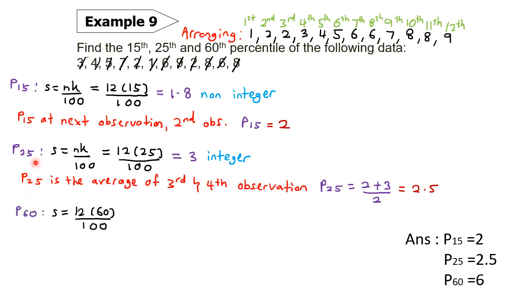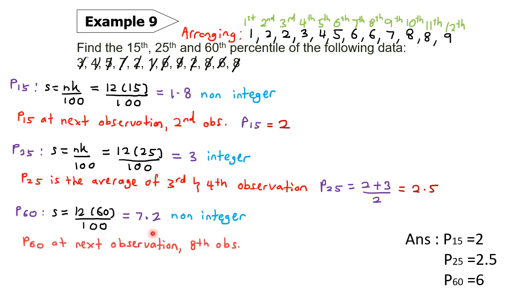Okay, lastly, for the 60th percentile, now the value of k will be 60. Substitute into the formula, and we find the value of S would be 7.2. So 7.2 is a non-integer. For a non-integer, we use the same concept as the 15th percentile. That is, we choose the next observation. So after 7.2 would be the 8th observation. Look at the arranged data here. The 8th observation would be 6. So our 60th percentile would be 6.